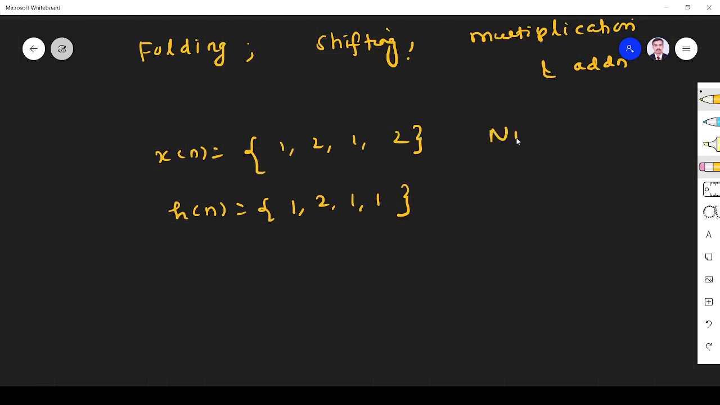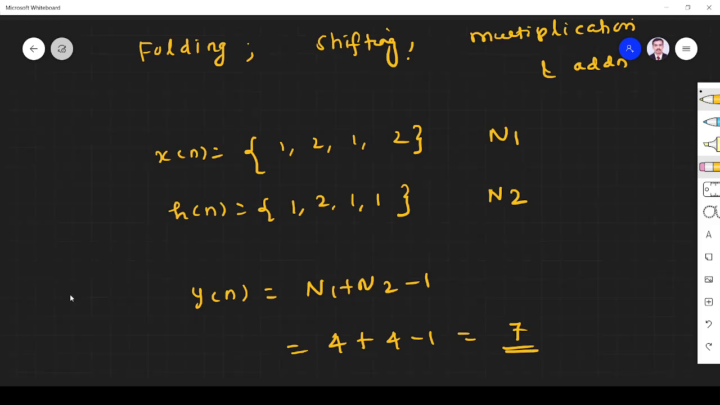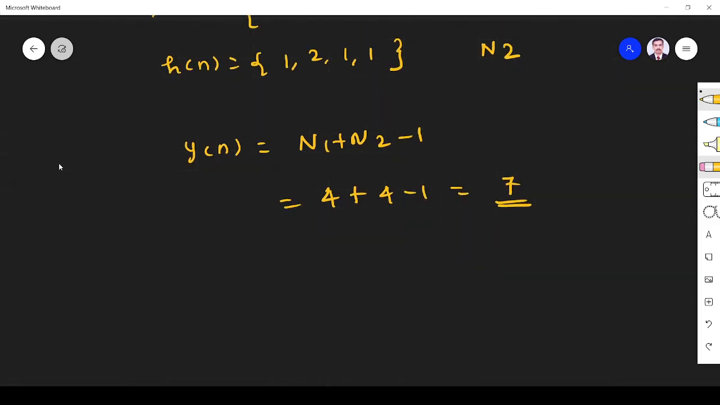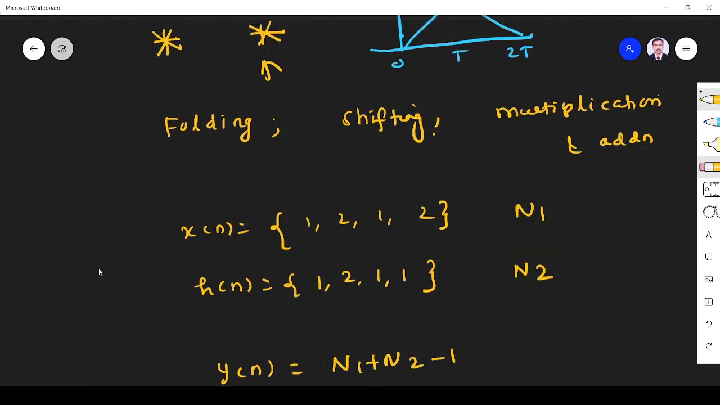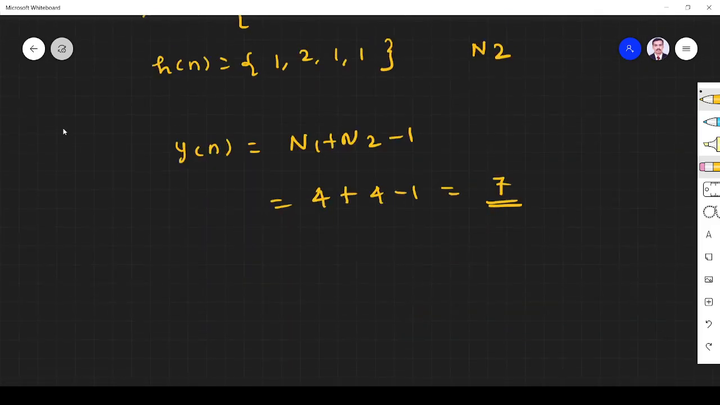So suppose x of n is having n1 samples, h of n is having n2 samples. What I have to do is, y of n should have n1 plus n2 minus 1 samples. So here x of n is having 4 samples, h of n is having 4 samples, so y of n should have 7 samples, right? So that is the one thing we must remember. So these are all the things you must know about impulse response and this one.